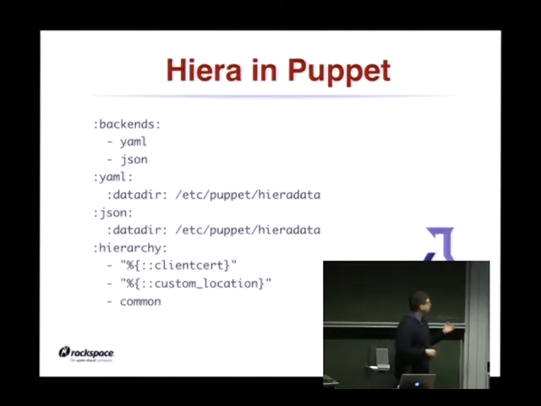So this, for example, would be a config file in Hiera. And you can see, especially, the hierarchy section, which is very interesting, in which you can actually define how this metadata and these variables will overwrite each other when you execute.